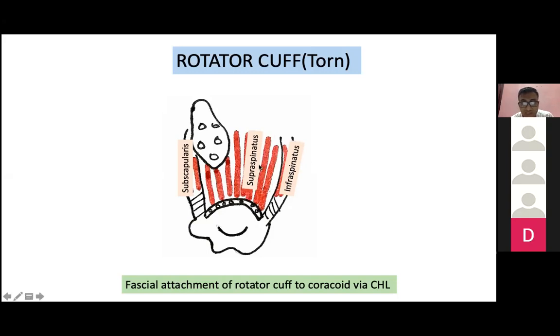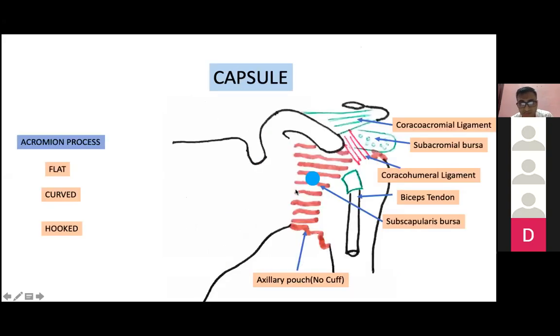And surgically, it may be difficult to differentiate between supraspinatus and infraspinatus muscle. A capsule is, again, it has the subscapularis bursa. It looks like an opening in the capsule on the anterior portion. The rotator cuff is absent in the axillary pouch. So this is the least supported portion of the capsule, but the rest of the capsular portions are supported very well by the rotator cuff muscles.